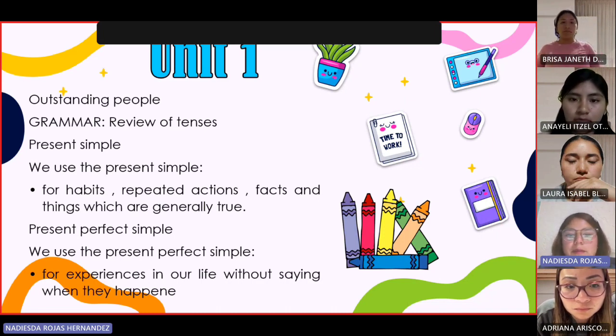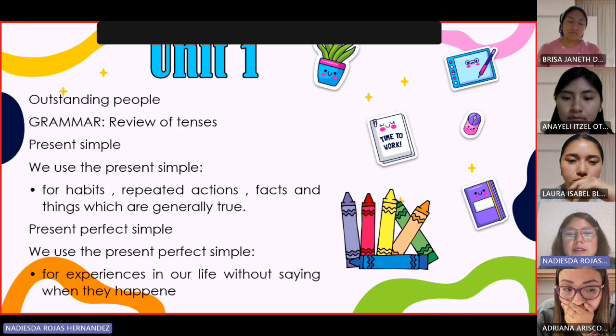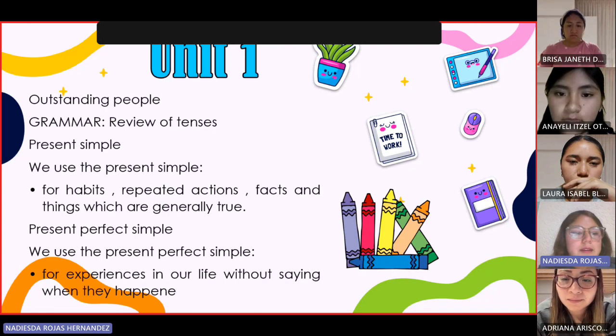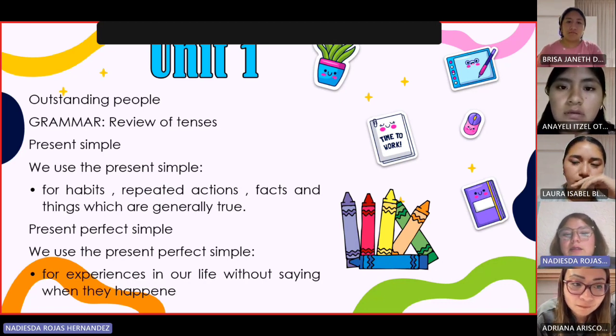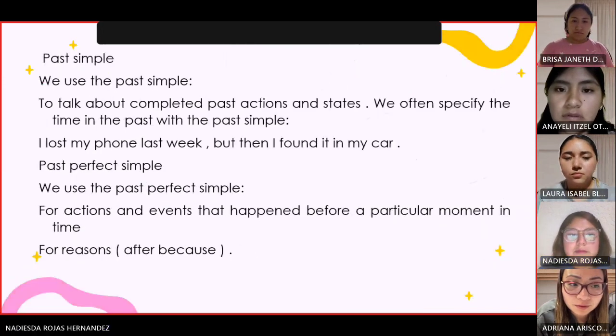Past simple. We use the past simple to talk about completed past actions and states. We often specify the time in the past with the past simple. Past perfect simple. We use the past perfect simple for actions and events that happened before a particular moment in time, for a reason.